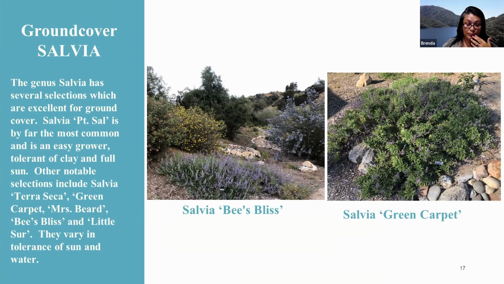Another one that's a black sage cultivar called 'Terra Seca.' That one's also very tough for harsher environments. There's some that are planted in Theodore Payne's grounds that just take a beating with the sun, and they're very, very dense and beautiful.